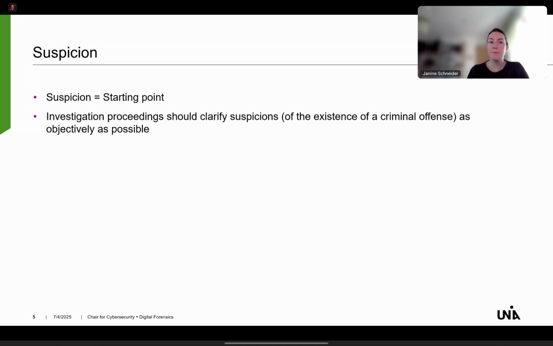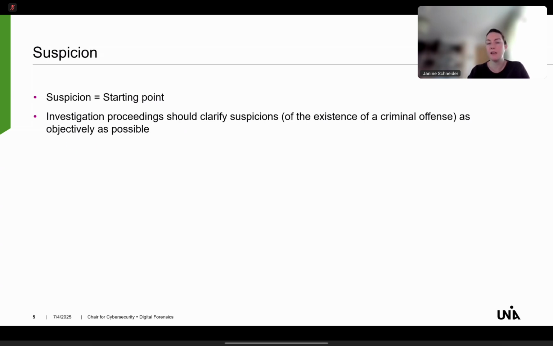But as always, everything starts with a suspicion. So the investigation process should clarify a certain suspicion. For example, someone is accused of having stolen something, then this is our suspicion, and now the public prosecution and the police start an investigation and try to clarify the suspicion that somebody has stolen something. And of course, they should do it, or also we should do everything we do, as objectively as possible.